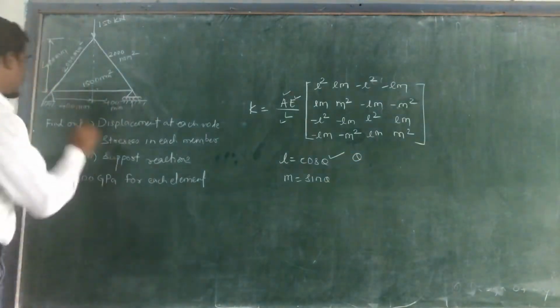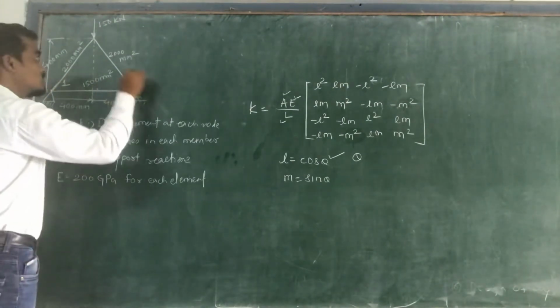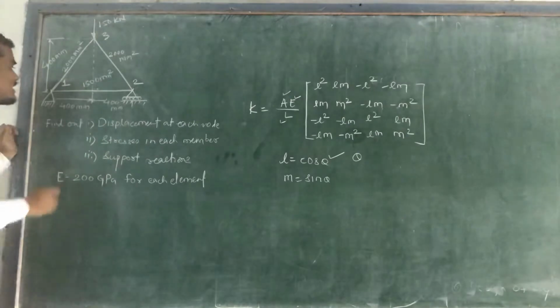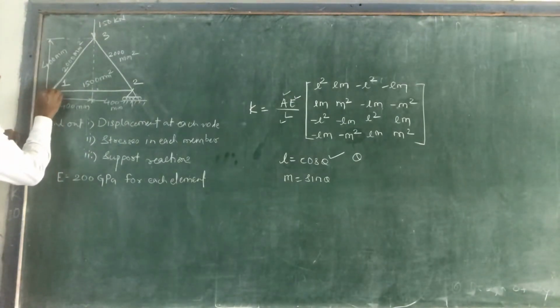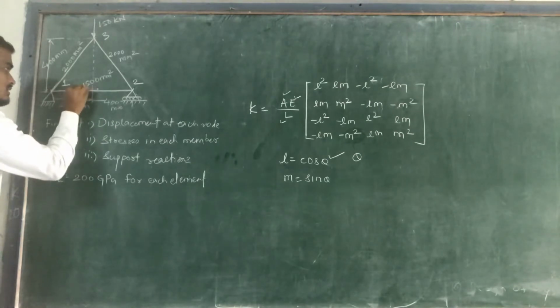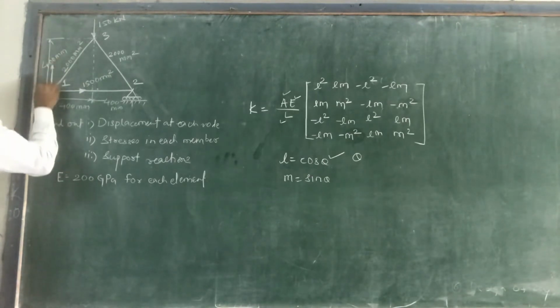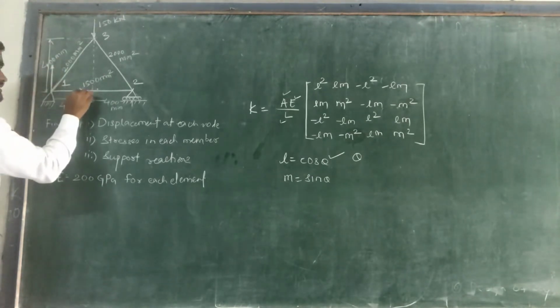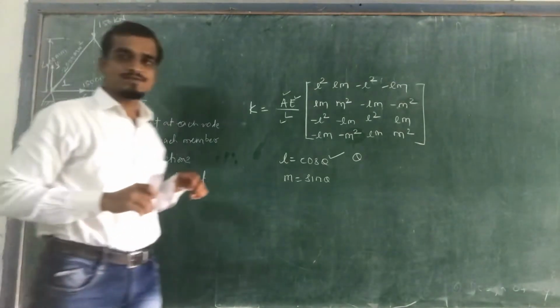So here at node 1, this is node 1, this is node 2, and this is node 3. At node 1, we are going to set our global coordinate system. It means we are taking this node 1 as a reference node. This is our global coordinate system. Let us say this is x, this is y. So node 1 is a reference point.